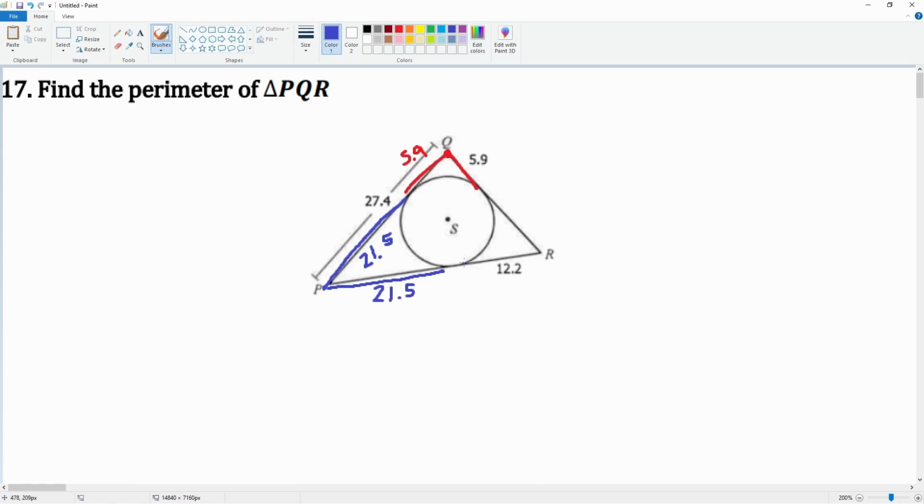Okay, then this part is, I'm going to make that in green, 12.2. So this is also 12.2. Okay, there we go. So the parts here is we have 21.5 plus 21.5. Then we have that plus 5.9 plus 5.9. Then we also have the 12.2 plus 12.2. Okay, so there you go.